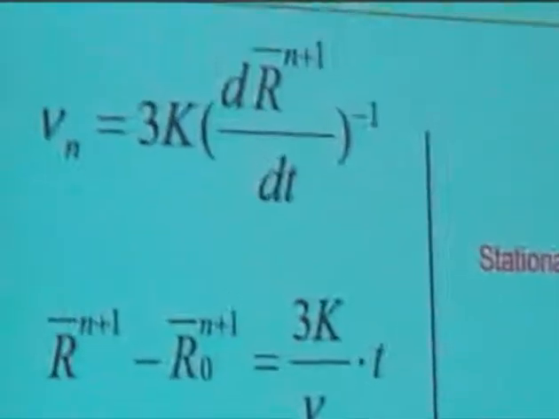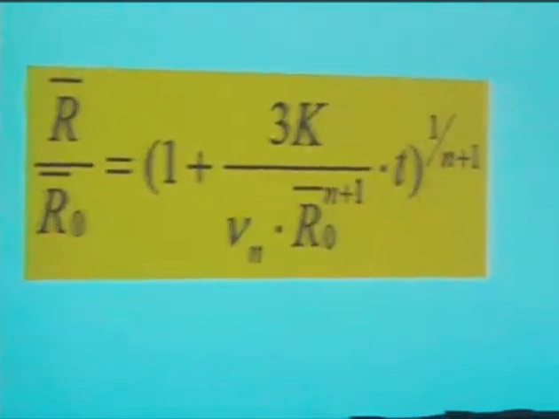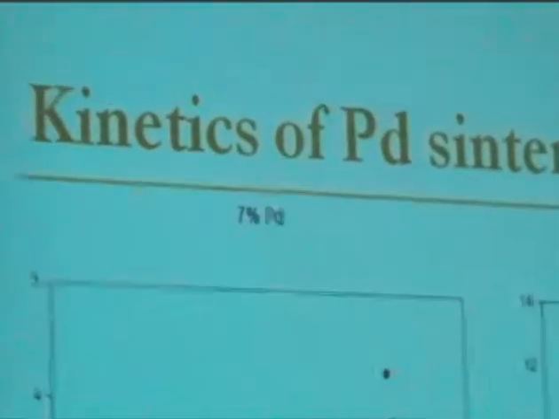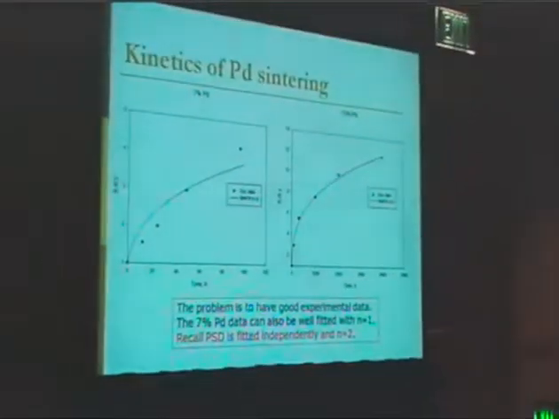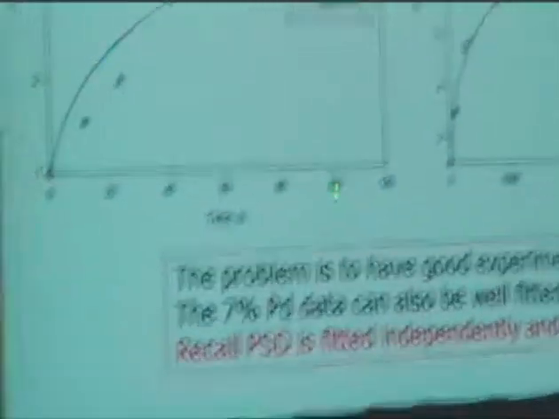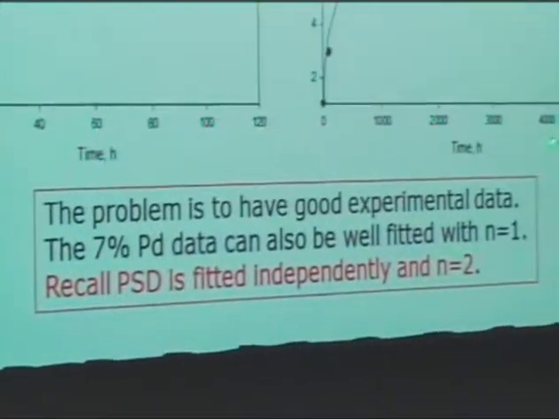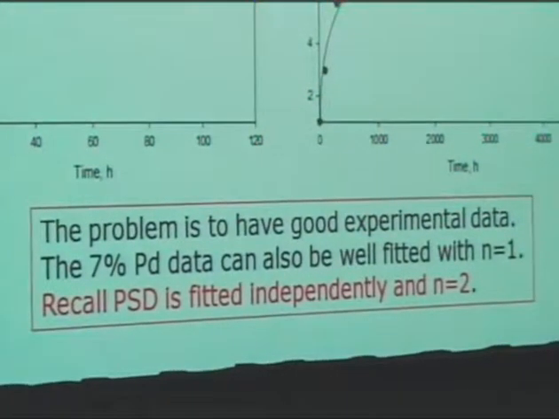Now what about sintering kinetics? This is the predicted rate equation, and this is the way that we can fit the mean particle diameter as a function of time. This is the fit that we get. Best fit with n equals 2, 7% palladium, 15% palladium. We're talking sintering to 100 hours. This is sintering 4,000 hours.